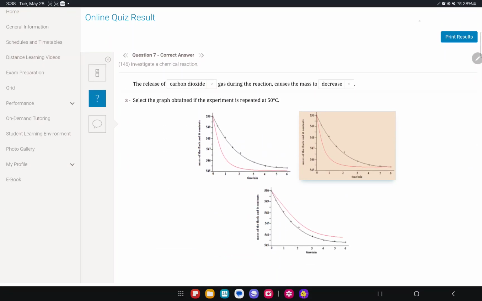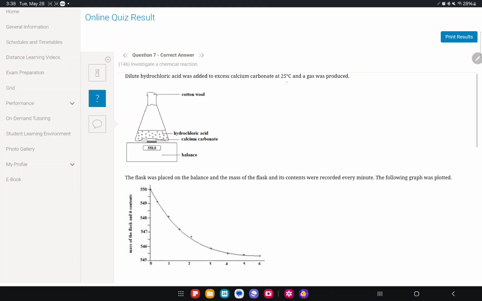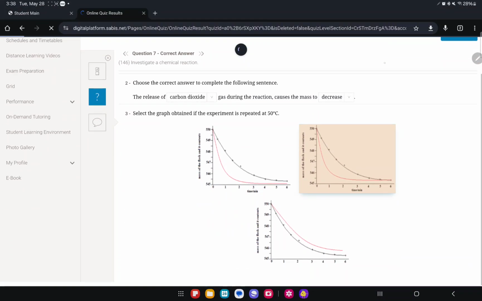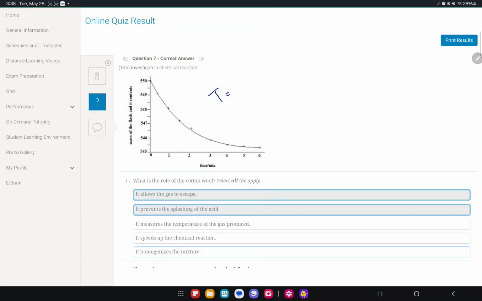Check the graph of the experiment if it's repeated at 50 degrees Celsius. So here the graph is at 25 degrees Celsius. So if it becomes 50 degrees Celsius, then the reaction rate increases, right? That means it's going to be faster. Since we're decreasing, will it be here? No, obviously not. We're going to want a faster decrease. So if you want it to decrease faster, that means it's going to go down quicker. So it's going to be under it.